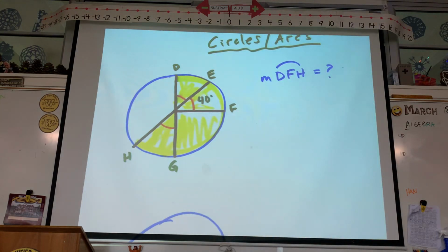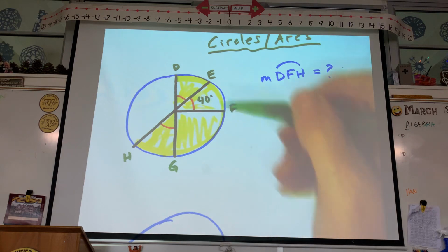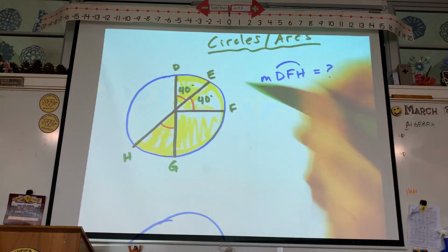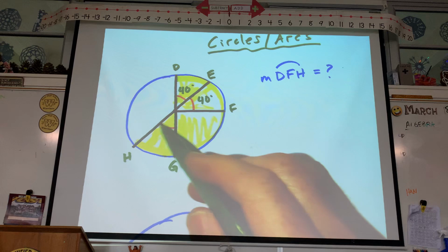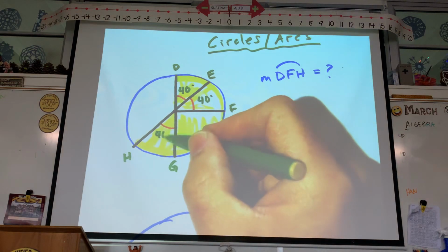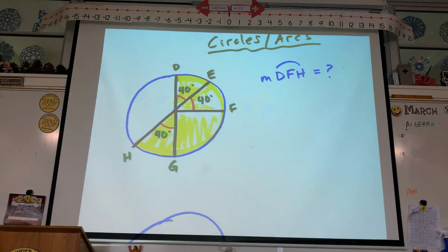What do the congruency marks mean? Well, the congruency marks mean that if this is 40, this is also 40. And if this has the same congruency mark, this is 40 as well, okay?